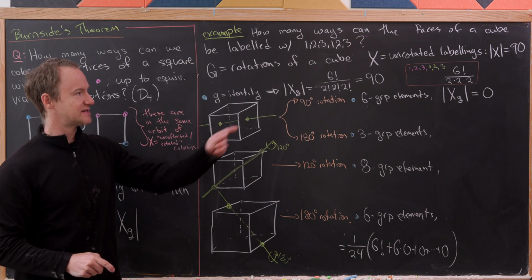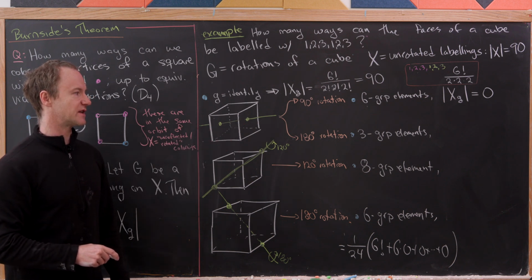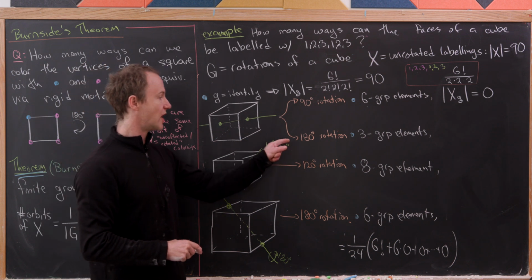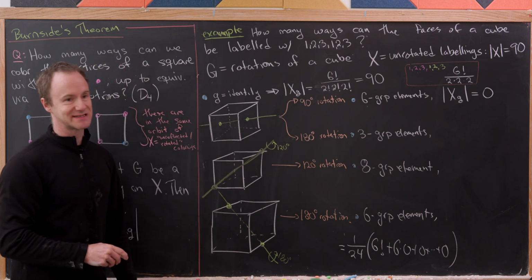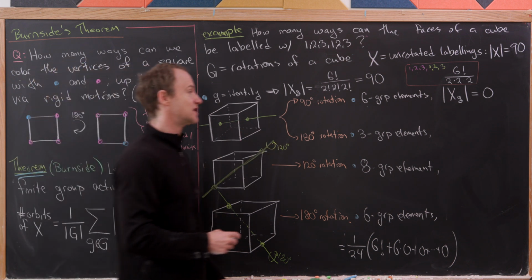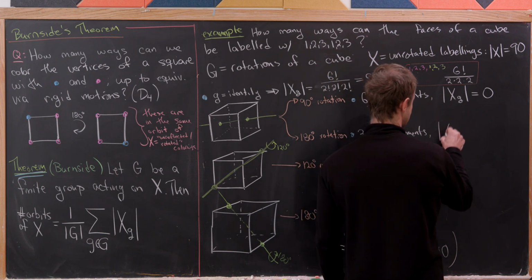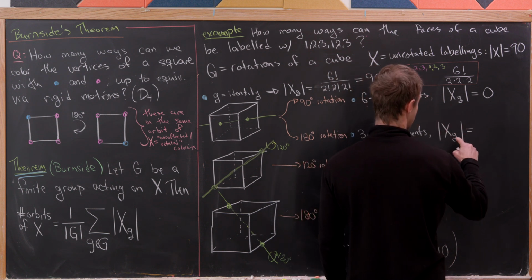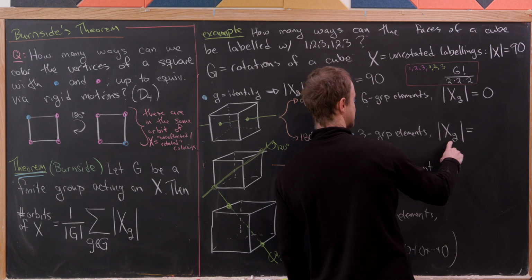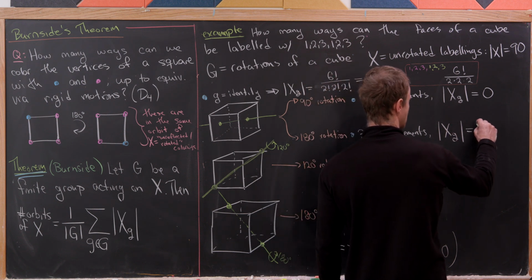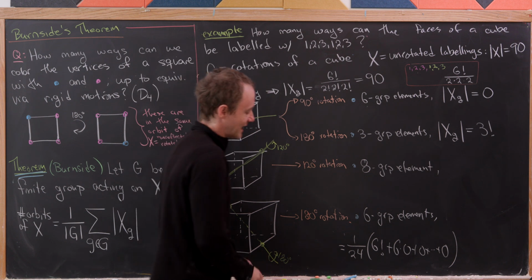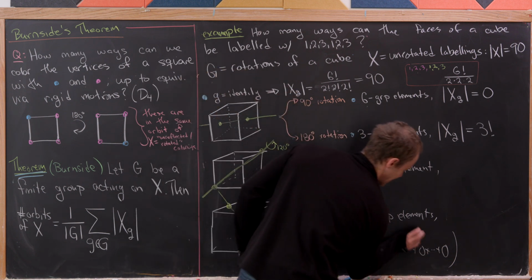So, like I said, the number of group elements fixed under this will be 0. Okay, so now what about 180-degree rotation about this axis? Well, in this case, you get stuff that's fixed. So we've got the size of the fixed point subset here will be equal to 3 factorial. And well, let's argue why that's the case.